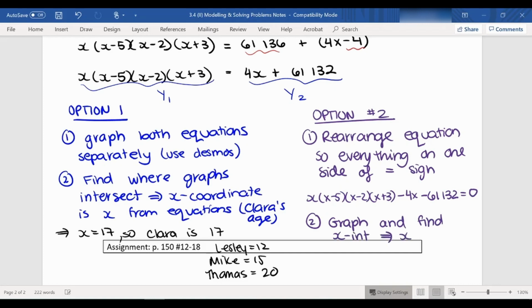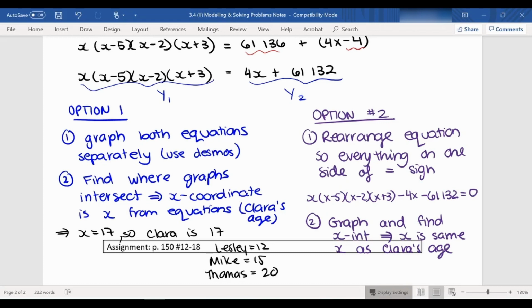So since it equals 0, you're looking for x-intercepts. Okay, so the x is the same x as Clara's age. So again, when you graph it, you'd be finding your x-intercepts. You'll have an x-intercept of 17. The other ones won't make any sense. They'll either be negative or they'll be massive, like 500 again. And so once we pick Clara's age there as 17, we can find the other three.